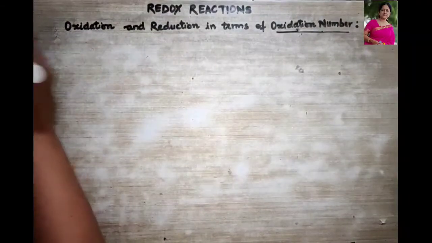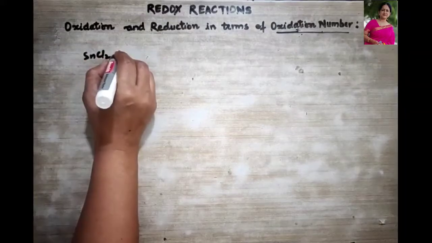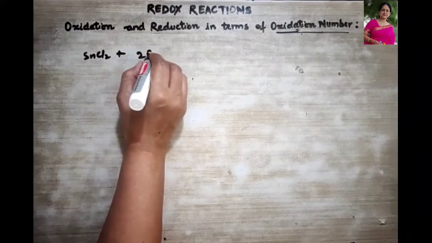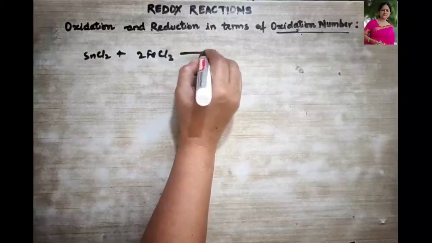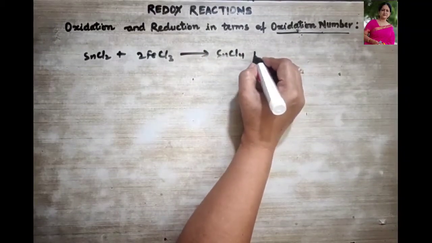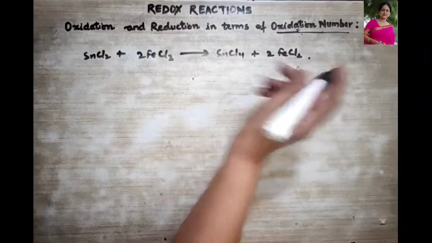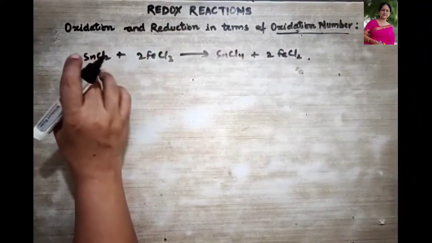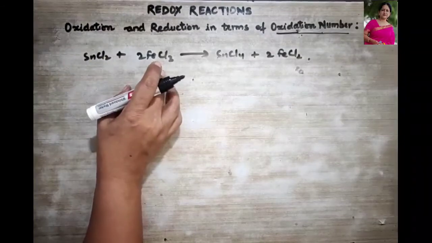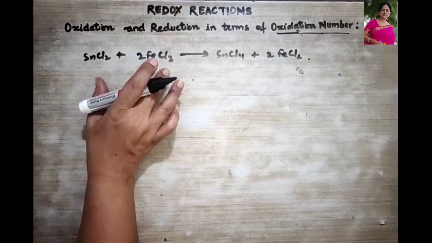Okay, let's take one more example, like SnCl2 plus 2FeCl3 gives SnCl4 plus 2FeCl2. Now tell me over here, SnCl2 or FeCl3, which one is getting oxidized and which one is getting reduced?